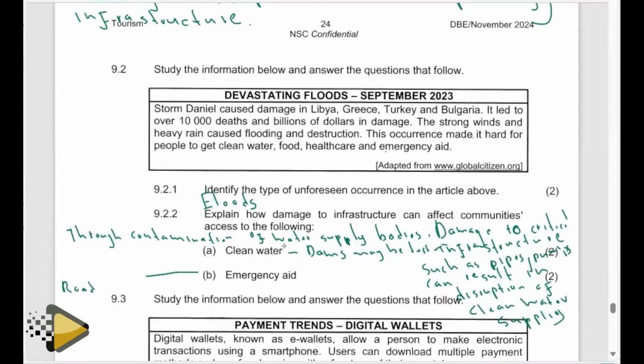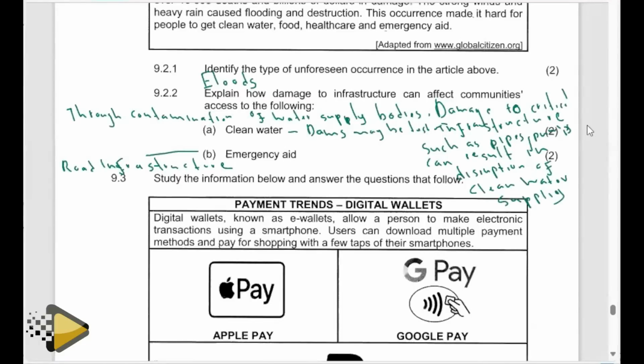Then emergency aid, roads. Road infrastructure may be damaged. So there would be damage to critical infrastructure such as road infrastructure, which links emergency aid to the people who need it. So road infrastructure may be damaged, therefore interrupting the delivery of aid.